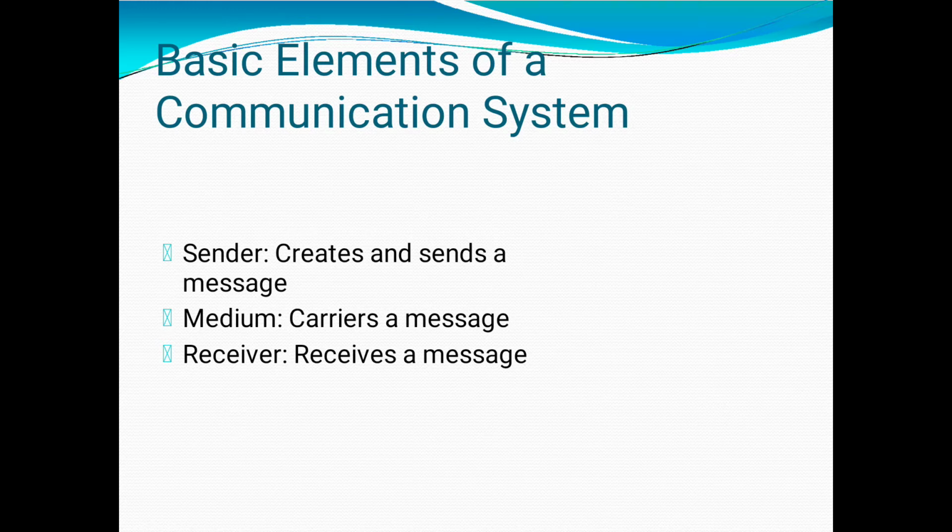Basic elements of a communication system. Different types of elements are used for communication from one system to another. The first one is the sender, the second is the medium, and the third is the receiver. The sender is a device which sends the message, and the receiver is a device which receives the message. The medium is the transmission medium using which the sender can transmit the message to the receiver.